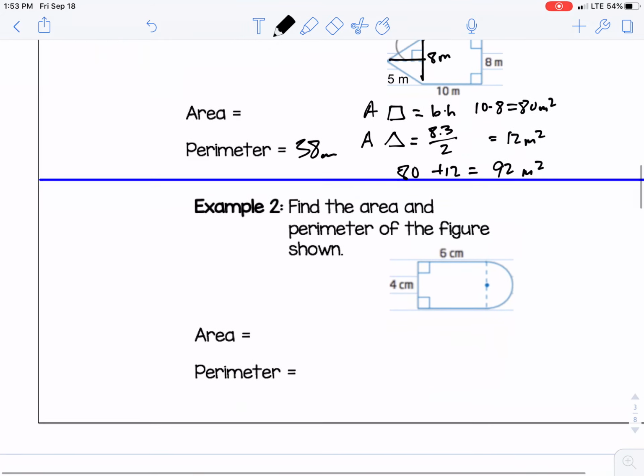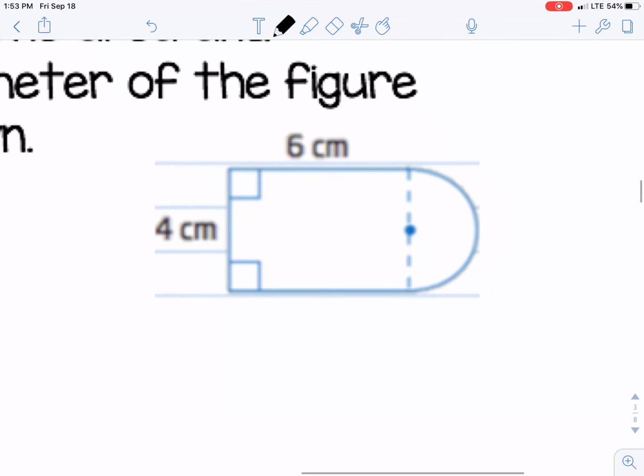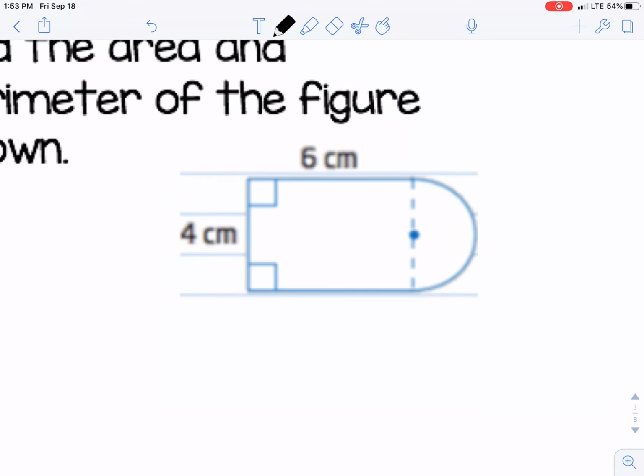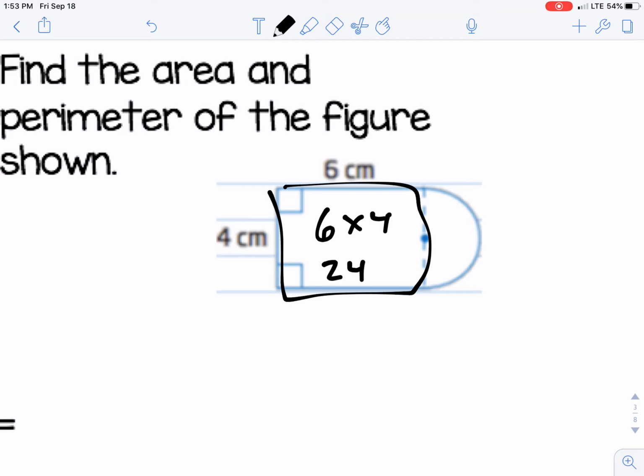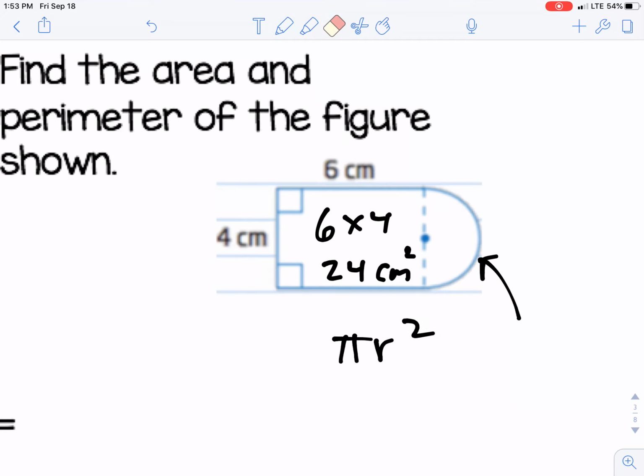All right, find the area and the perimeter of the figure shown here. Well, we just said we need to find out the area of each shape. Well, this was a rectangle. That's 6 times 4, which is 24 centimeters squared. This guy right here is a half circle, and that was pi r squared. And since it's a half, we're just going to divide our answer by 2.